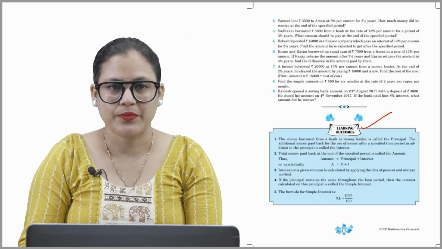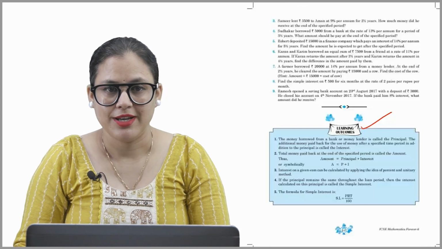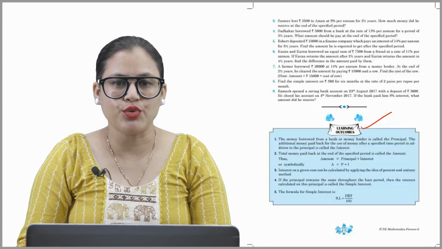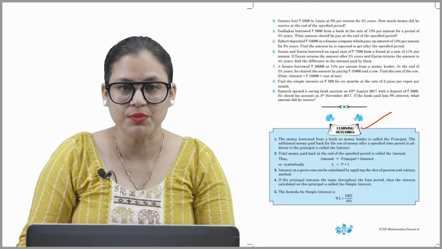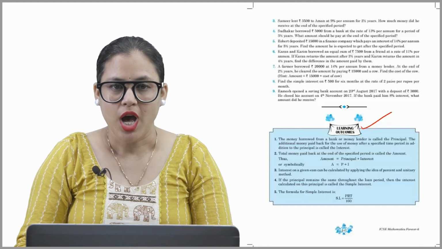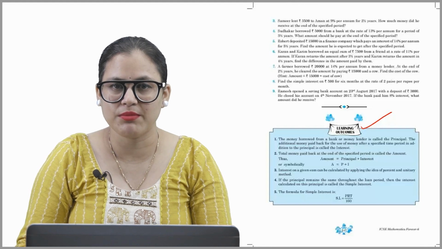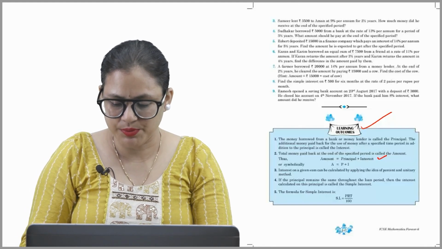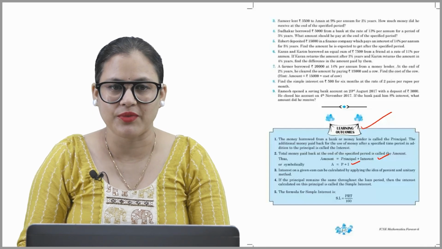Learning outcomes. 1. The money borrowed from a bank or money lender is called the principal. The additional money paid back for the use of money after a specified time period in addition to the principal is called the interest. 2. Total money paid back at the end of the specified period is called the amount. This amount is equal to principal plus interest, or symbolically you can write A is equal to P plus I.